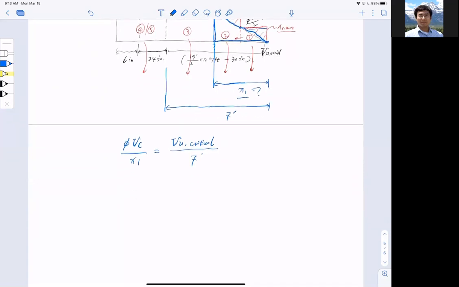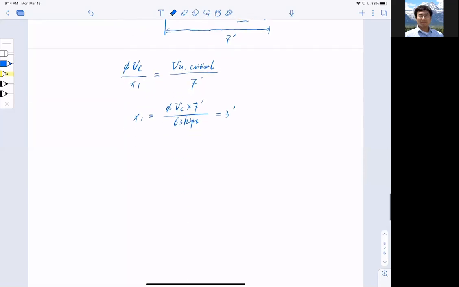All right. So now bring in the numbers here. So x1, manipulating a little bit, equals phi VC multiplied by 7 feet divided by VU critical, and VU critical is 63 kips. Okay, so I got this number to be 3 feet. So that means phi VC is located 3 feet away from the midspan. So now I know where phi VC is.